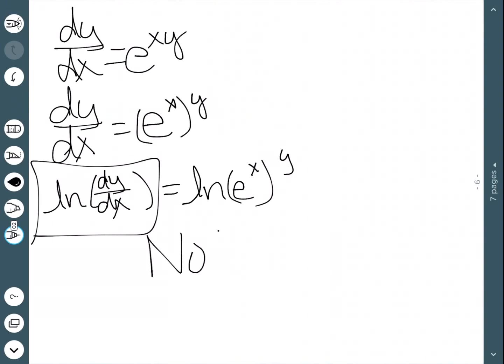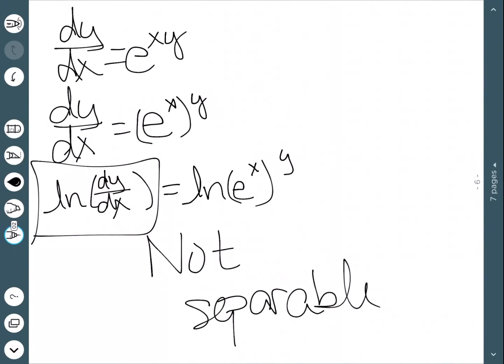And so this is actually not separable. So we would need more advanced methods to actually solve this differential equation. If you're interested, I highly suggest you take a differential equations course, but for the purpose of this class, we're going to just say that we can't do this.